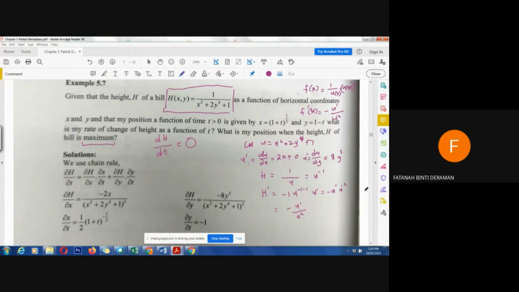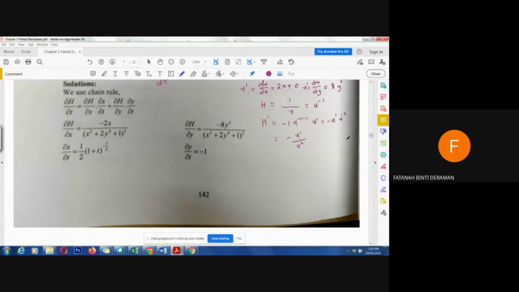That's why here we differentiate h with respect to x. We need this formula. So u prime is 2x, so negative 2x over u squared. What is u? u is everything here. We also differentiate h with respect to y. So u is this, and we get 8y cubed because of du/dy. So that is the formula.